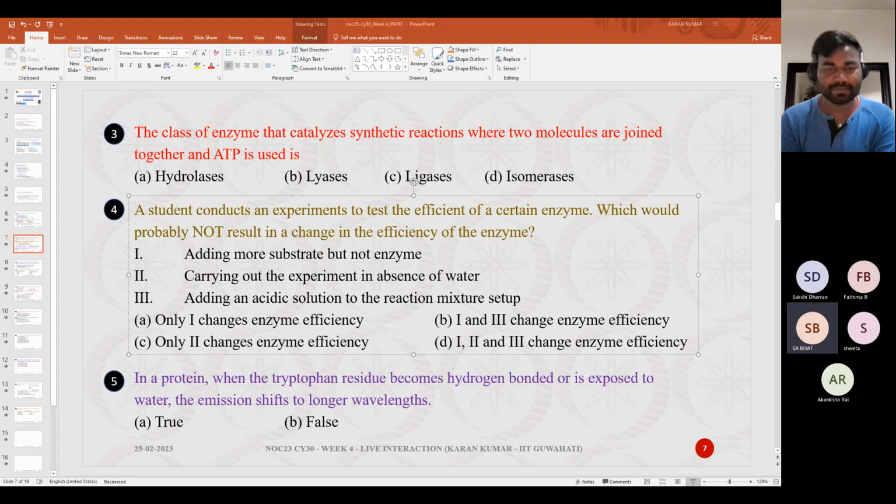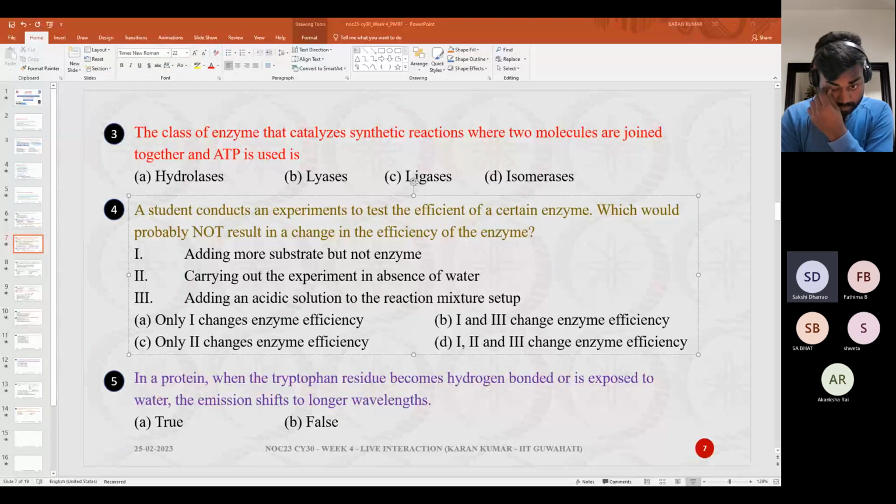Yes, sir. Okay, fine. So now what will be the option? What will be the answer among all four? Option A, option B, option C, or option D? What is your take? Option D, because all changes enzyme efficiency.